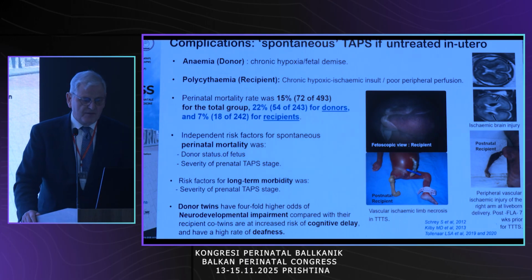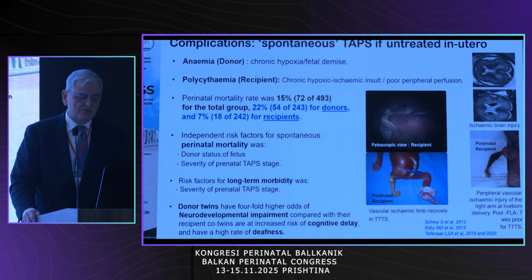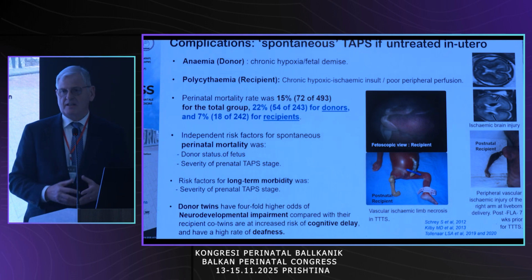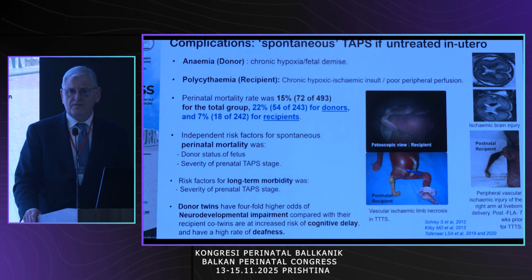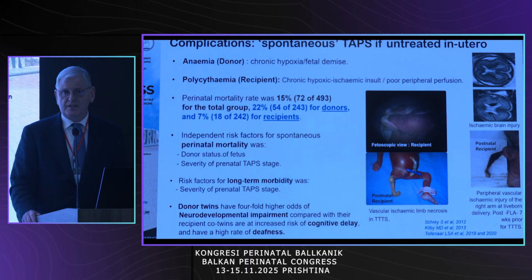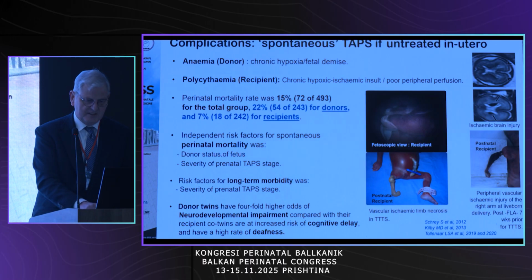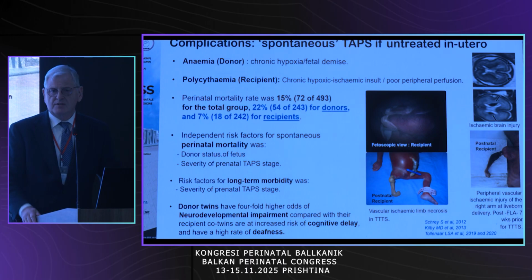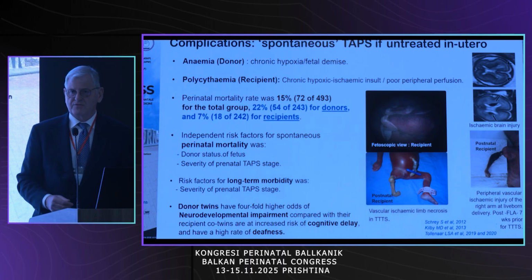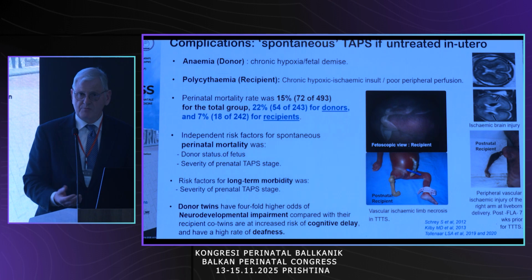The donor twin has a 4-fold increased odds of neurodevelopmental disorders if it survives, and in particular that's associated with cognitive delay, and also noted in the last 5 years from work done in Leiden, high rates of neurosensory deafness in the donor, which may go undetected unless screened for. You can also see that there are associated peripheral vascular changes that can occur, causing peripheral ischemia in the limbs, even in appropriately treated babies.